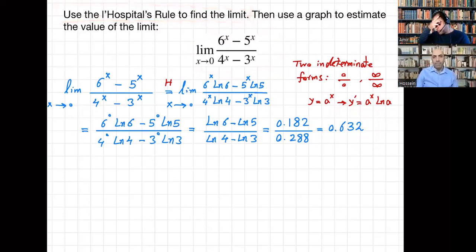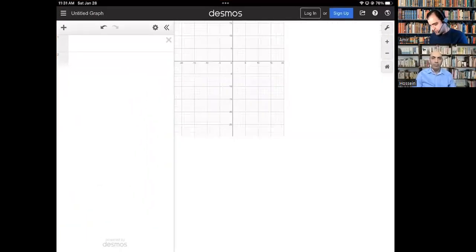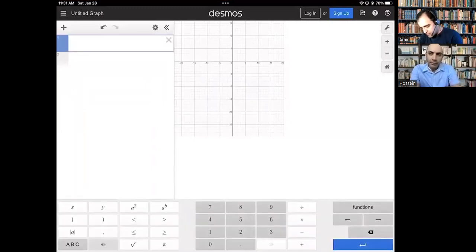Then you asked me to draw the graph of the function to see what I get when x approaches 0. So I'm going to use Desmos to do that. So I go here. This is Desmos. Hopefully our viewers are familiar with Desmos. That's very useful. That's a great tool, actually. So in here, I'm going to define the functions.